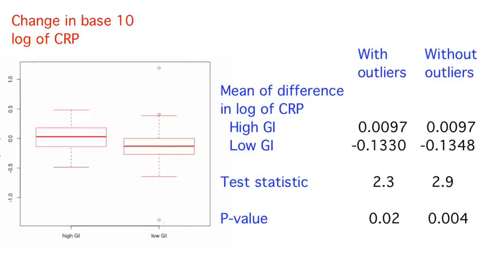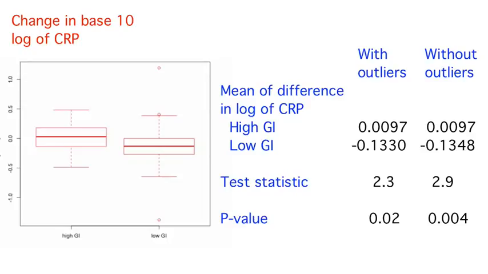Here are some statistics with the outliers in the data and with these two outliers removed. You'll notice that the mean of the low GI group doesn't change very much, even though means are not resistant to outliers. This is because the large outlier and the low outlier, in essence, balance each other out.